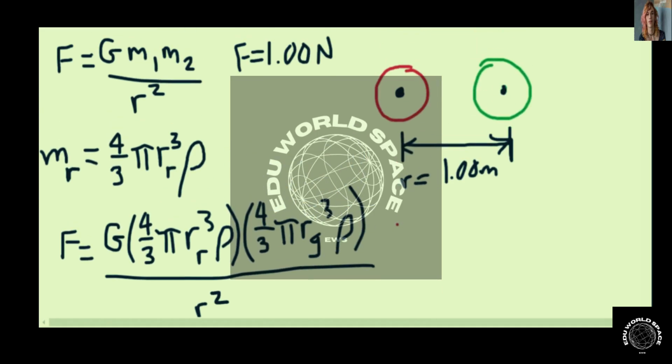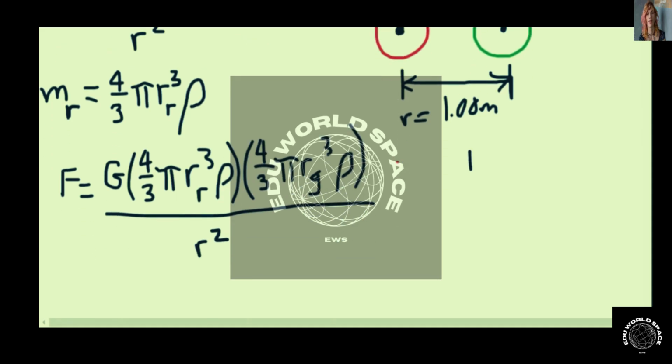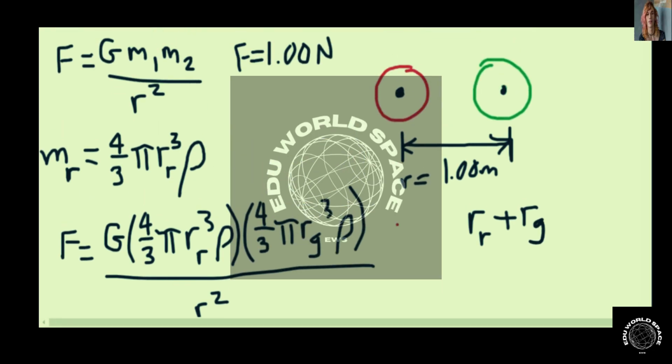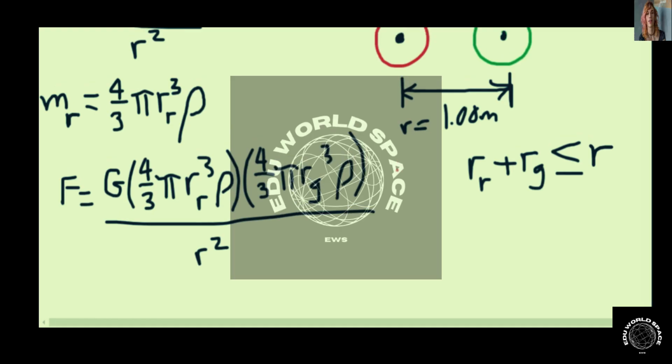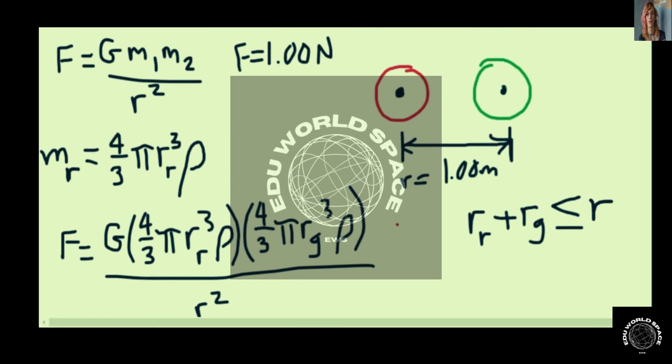But we also know that r red plus Rg, since they're not going to interfere with each other, has to be less than or equal to r. And I think that's going to be our problem, that there's no way that you would have enough mass in these spheres.